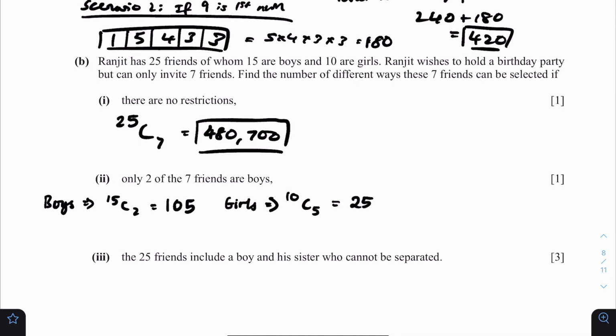$252. In this case, we cannot add them. We have to multiply them because the 2 scenarios are linked. So if we multiply them together, 252 times 105 is equal to 26,460.